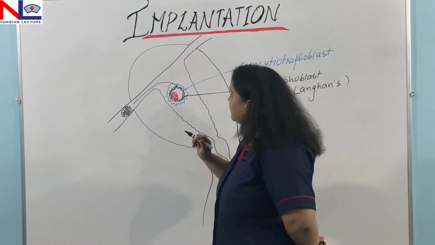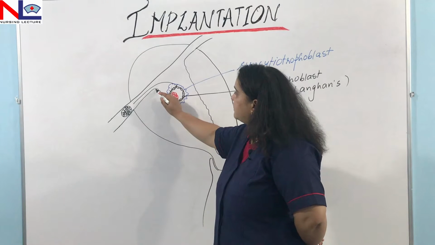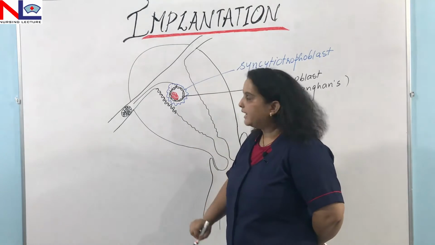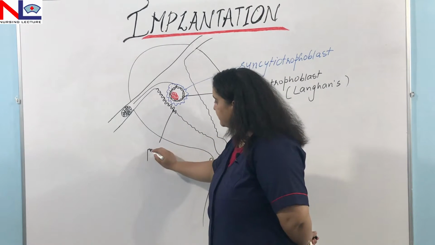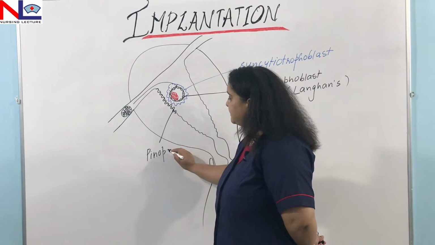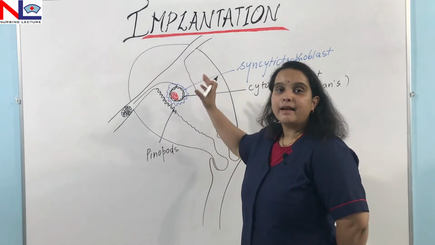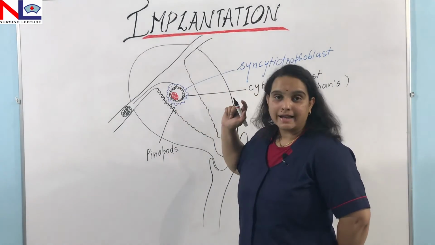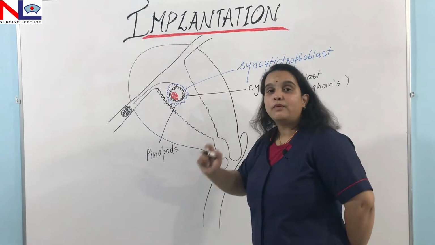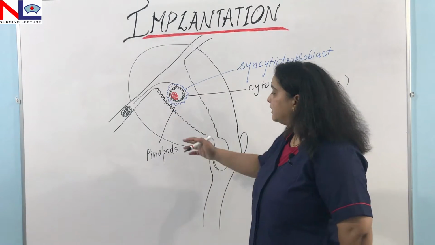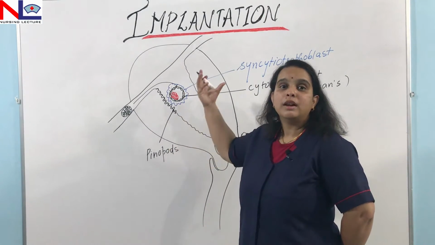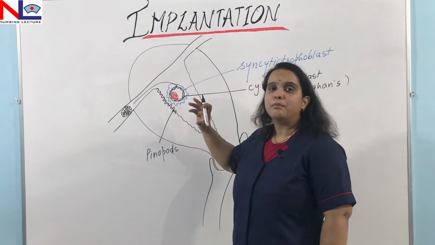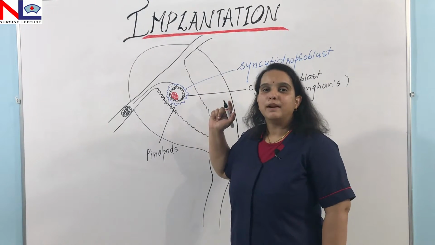So what is happening next is that there are microvilli, or the finger-like projections, on this endometrial lining, which are called the pinopods, and these pinopods start absorbing the uterine milk from these glands. Before this process begins, it is very important that these pinopods absorb more glycogen or lipid-rich secretion from these glands, so that these are very important for initial nourishment of this blastocyst.